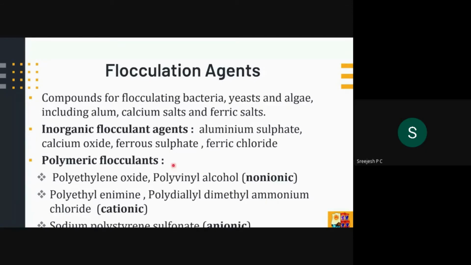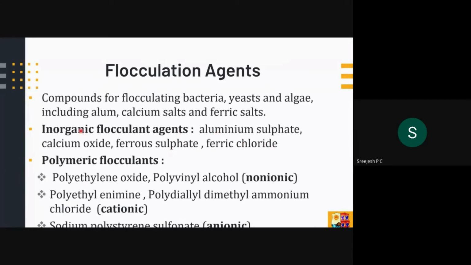So few flocculating agents, especially the inorganic flocculating agents that can be used with bacteria, yeast and algae are like, as I mentioned, alum can be a source, or you can use calcium salt, calcium oxide, or you can use the ferric salt like the ferric sulfate or ferric chloride.